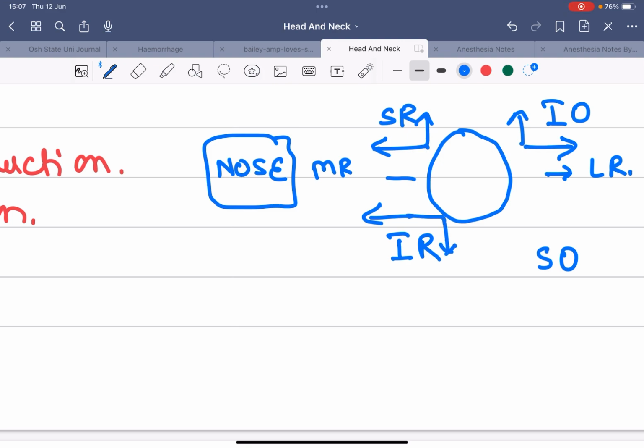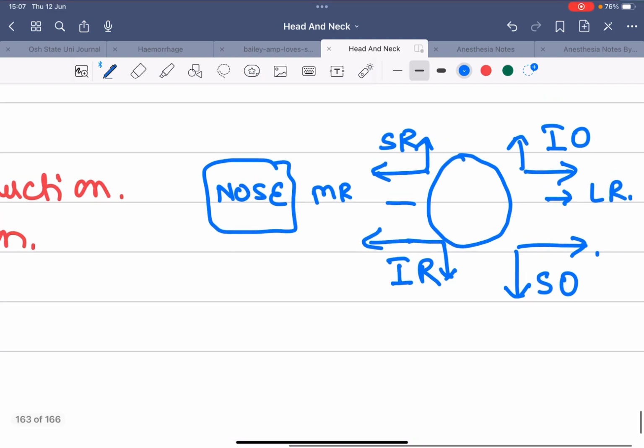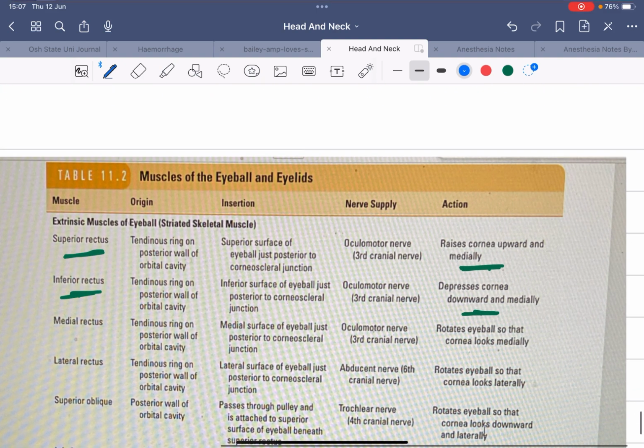So if I am going to ask you what is the action of the superior rectus muscle, you are going to say, sir, superior rectus muscle elevates the eyeball, cornea also, and it causes the medial movement of the eyeball also. So it will rotate the eyeball medially and upwards. Superior rectus muscle. Now see here, what is the action? Raises the cornea upward and medially.